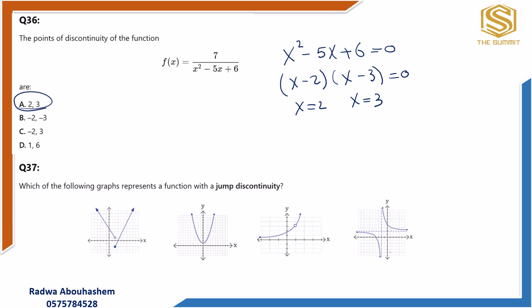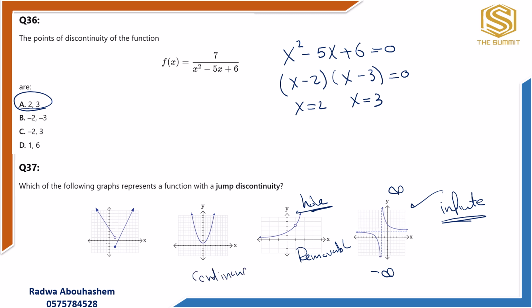Now, which of the following graphs represents a function with jump discontinuity? As you see here, this one is infinite. You're going to infinity, and here you're going to negative infinity. So this is infinite discontinuity. Here we have a hole, so this is removable. Here, this is a continuous function. Okay, so this one is jump discontinuity. As you see here, the y value has a jump from negative 2 to 1.